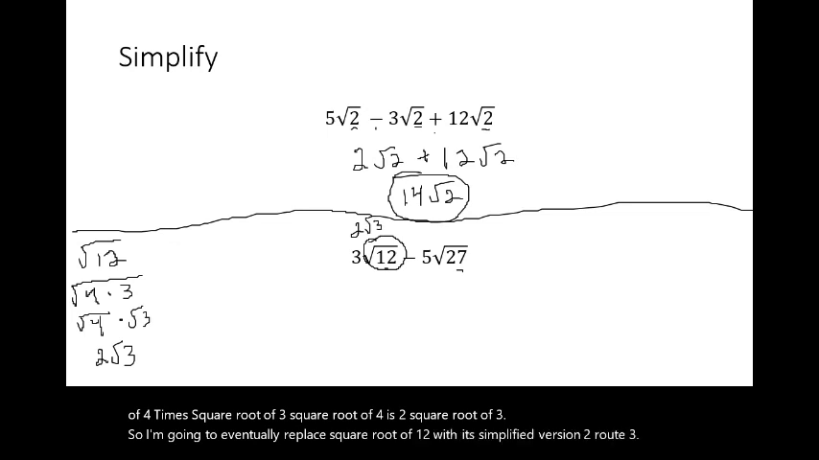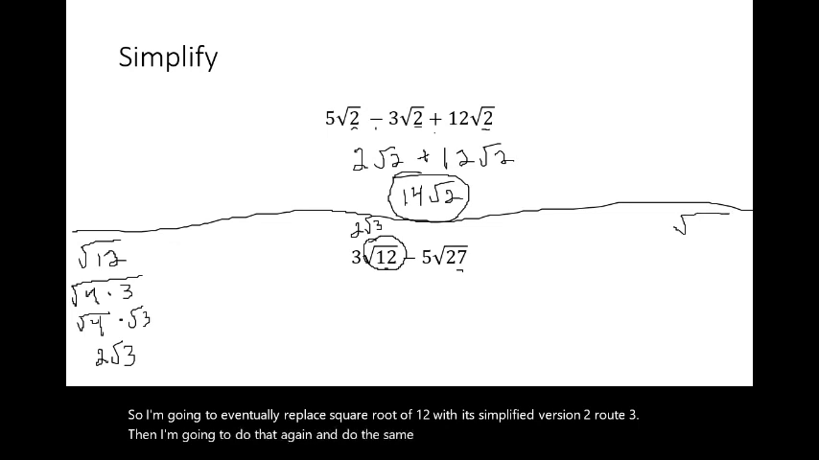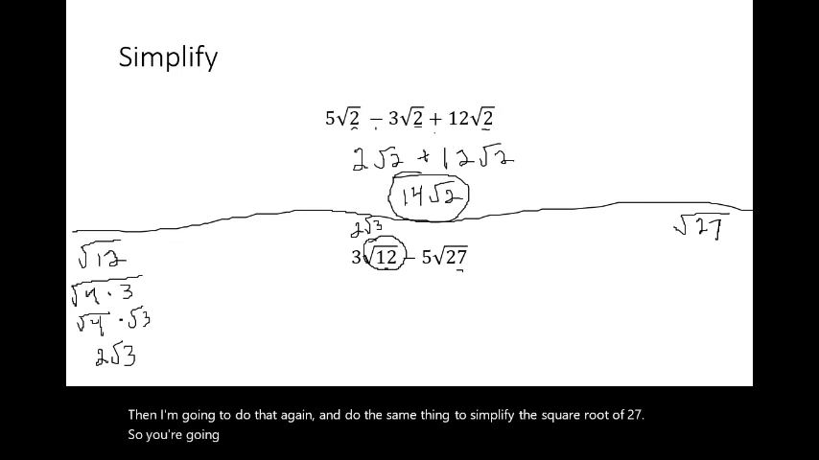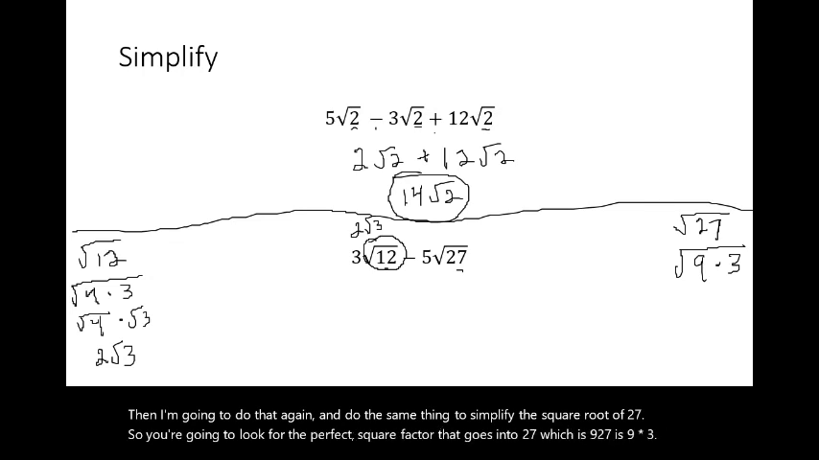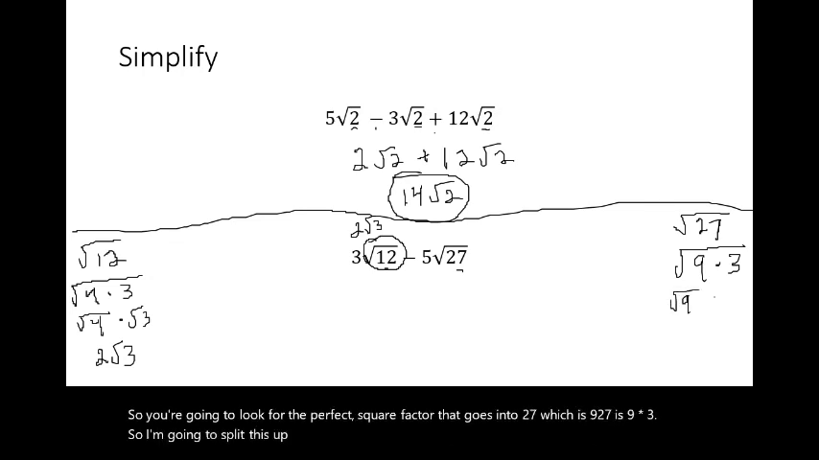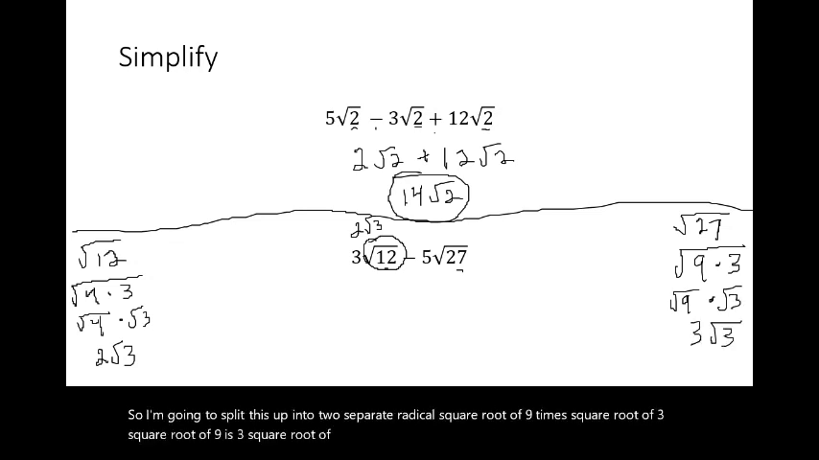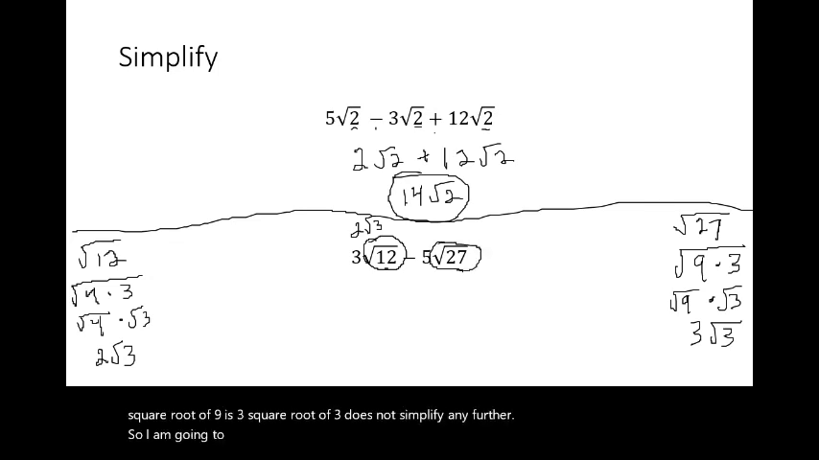Then I'm going to do the same thing to simplify the square root of 27. So you're going to look for the perfect square factor that goes into 27, which is 9. 27 is 9 times 3. So I'm going to split this up into two separate radicals, square root of 9 times square root of 3. Square root of 9 is 3. Square root of 3 does not simplify any further. So I am going to then replace square root of 27 with its simplified version, 3 square root of 3.